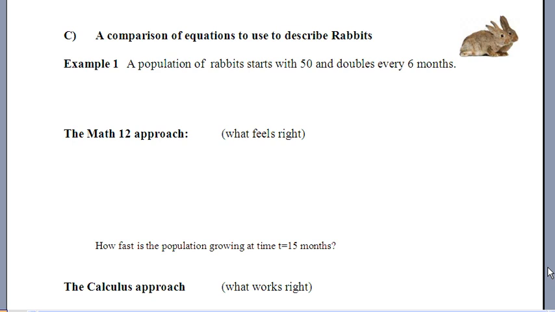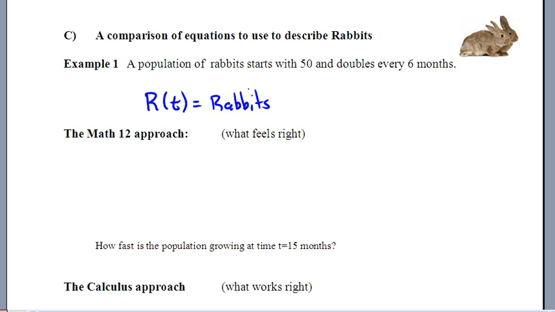So let's say you've got some rabbits and your math teacher tells you that you start with 50 and they're going to double every 6 months. And they want you to come up with some way to keep track of your rabbits. And so, I don't know, maybe you don't like using y, maybe you want to use R. So I'll have R of t be my number of rabbits.